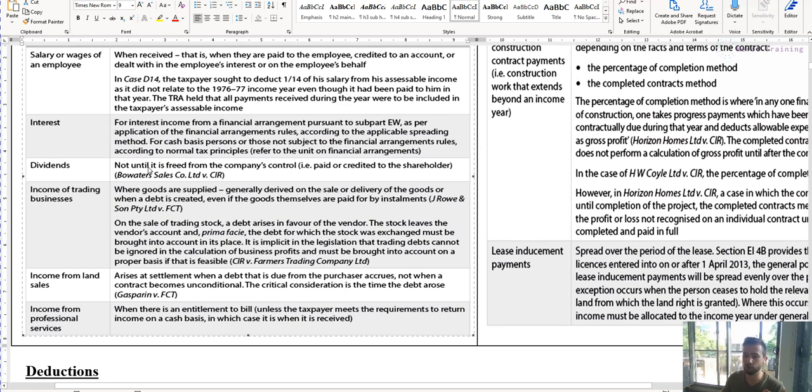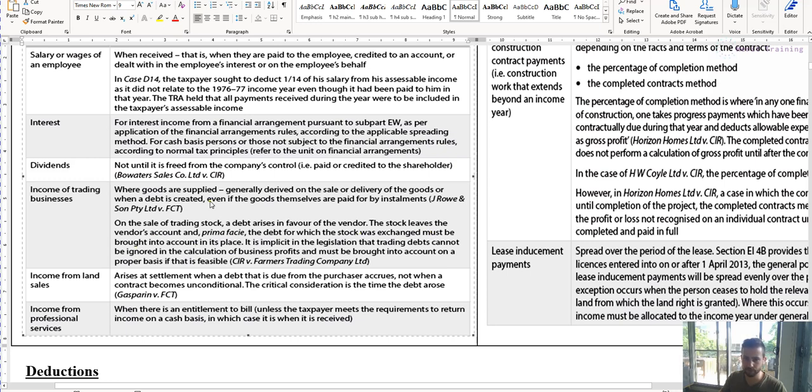But for most small people who don't have a financial arrangement, i.e. those on a cash basis, it's just basically normal tax principles. So when you've earned it, basically, unless you're on a cash basis, then it's when you receive the cash. For dividends, it's not until it's freed from the company's control, i.e. paid or credited to the shareholder, per this case here. For trading businesses, for income of those trading businesses, it's where goods are supplied, so generally on the sale or delivery of the goods. Or on the sale of trading stock, a debt arises in favor of the vendor. The stock leaves the vendor's account, and the debt for which the stock was exchanged must be brought into account.